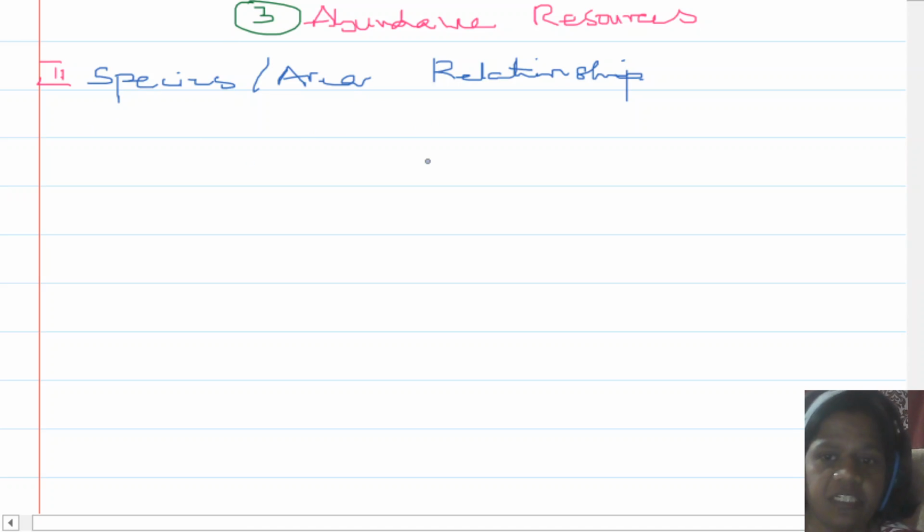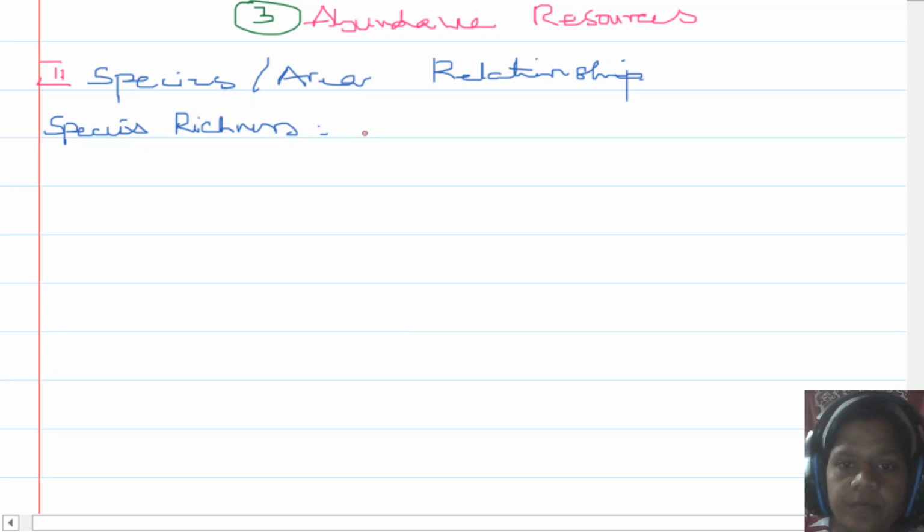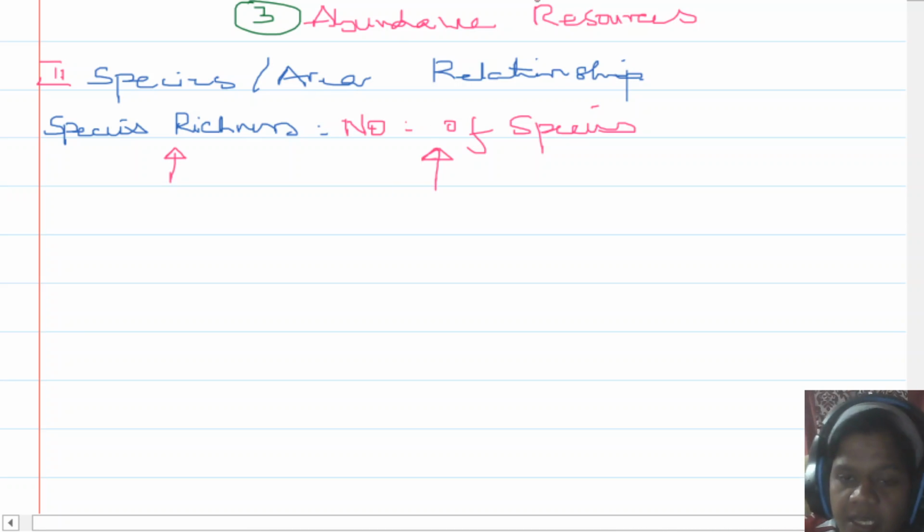Before we get into the species area relationship, let's talk about species richness. Species richness means the number of species. So the more the number of species, the more the richness, species richness. Okay, this goes up, this also goes up. So there is this scientist by name Alexander Humboldt.